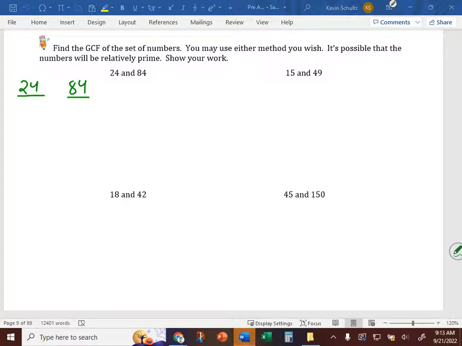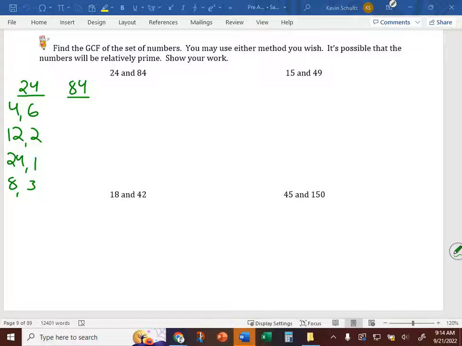Maya. 4 and 6 make 24. 12 and 2 make 24. Thank you. 24 and 1 make 24. I just realized it's already up there. 8 and 3. 8 and 3 make 24. Is that all of them? That's all.